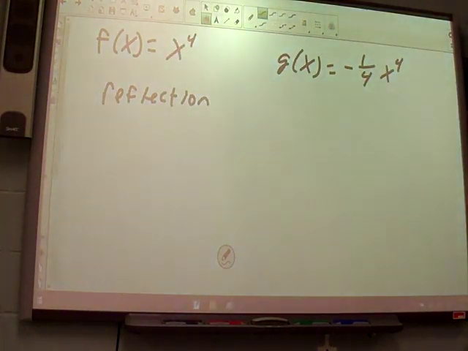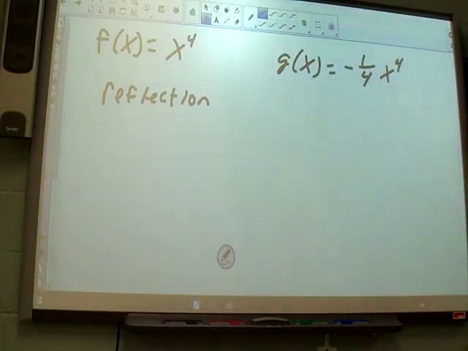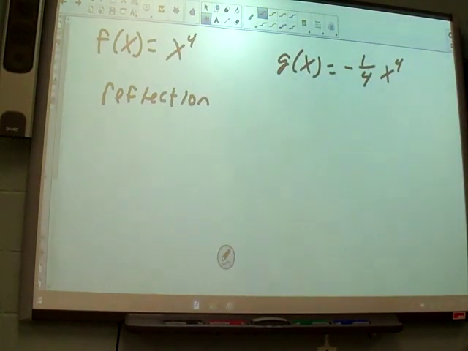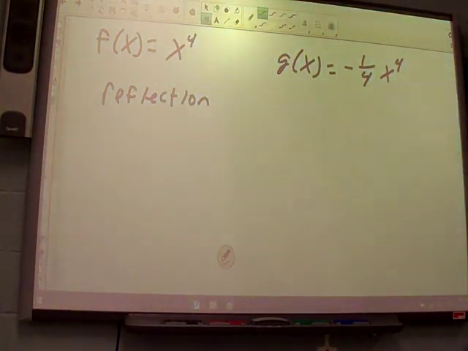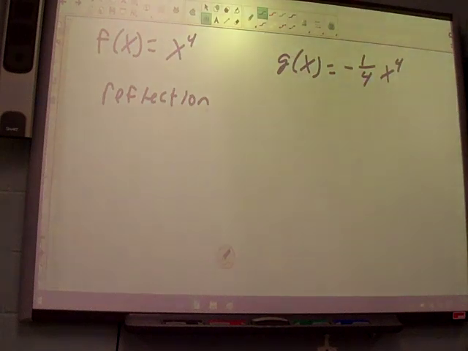Okay, looking at your chart, that negative is out in front of the whole thing. So look at those examples over there on reflection. Is the negative in front of the whole thing or just in with the x? It's the whole thing. Whole thing. So which axis does that reflect over? The Y. Look at your chart.